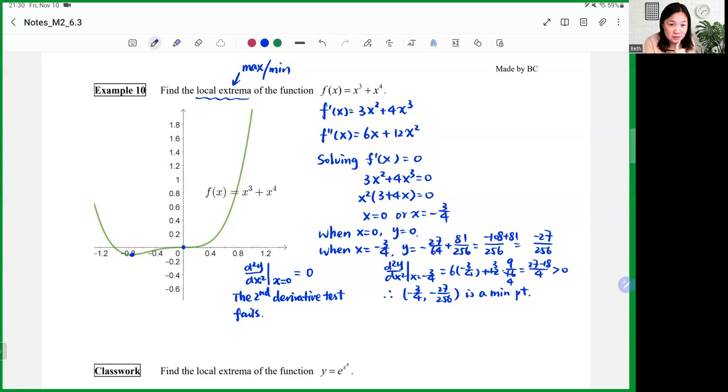Now, actually, the question is asking for the extrema, so I need to actually answer the value, not the point. So the minimum value of y. Okay. Now, how about for this one? For this one, I don't know if it's a maximum or minimum, so I need to do a first derivative test. Do you still remember the first derivative test?